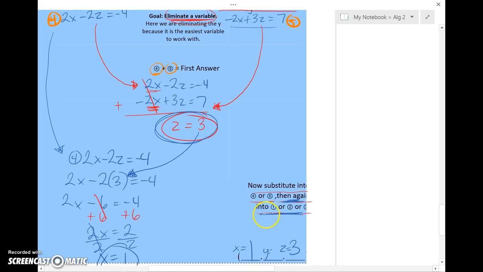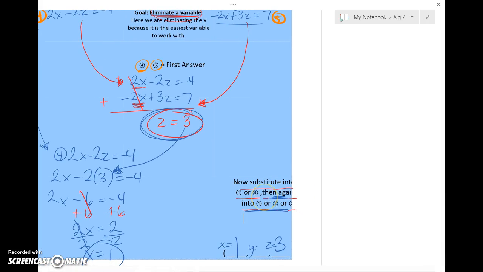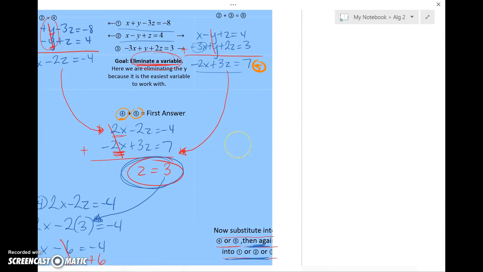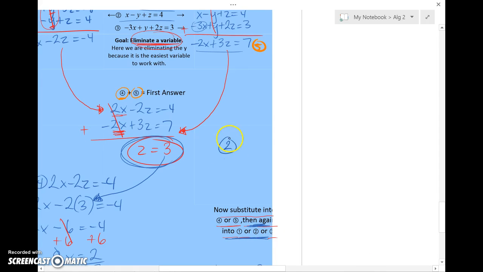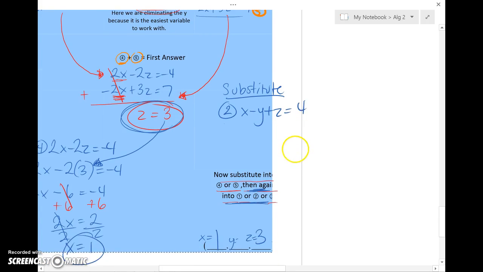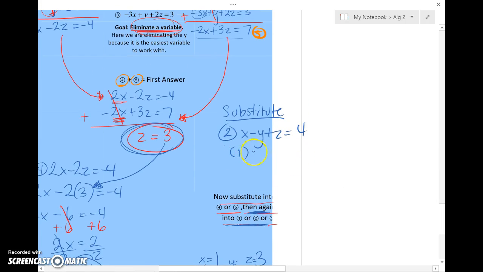Now this is where you plug it into one of the first equations. So I'm going to take one of the first equations, let's do number 2. 2 looks easy. Number 2 is x minus y plus z equals 4. So I'm going to plug in that x, which was 1, and then I don't know y, so just write y, and then plug in the z, which was 3. And now solve for y.